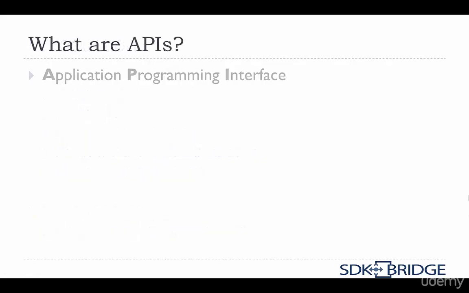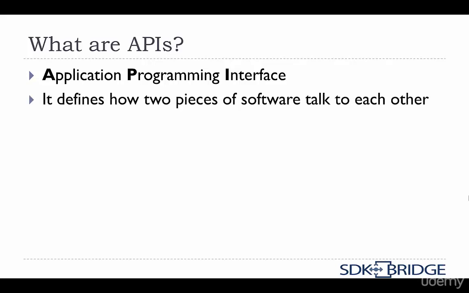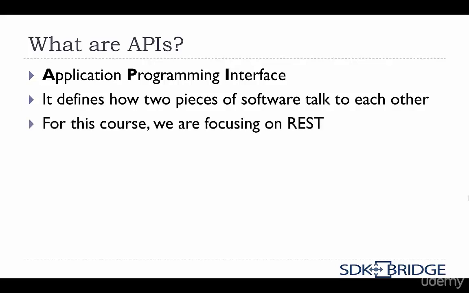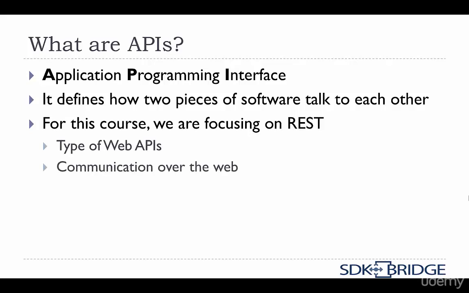As I mentioned before, API stands for Application Programming Interface. APIs define how two pieces of software communicate with each other. There are several types of APIs, but for this course I'm going to focus on REST, which is a category of web APIs. A web API defines how software systems communicate over the World Wide Web. This means we are talking about communication between client devices, smartphones, tablets, computers, and so on, and servers.